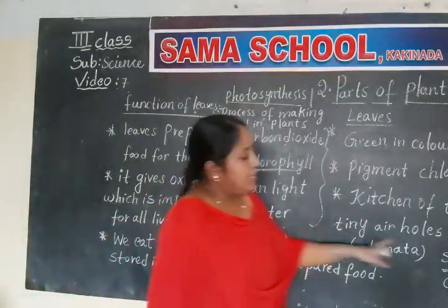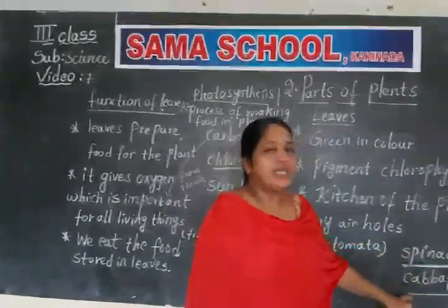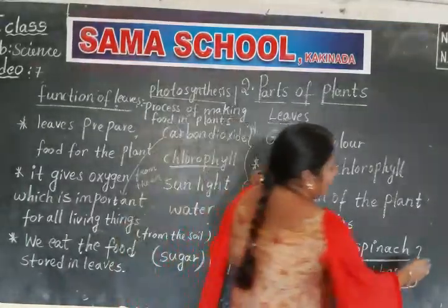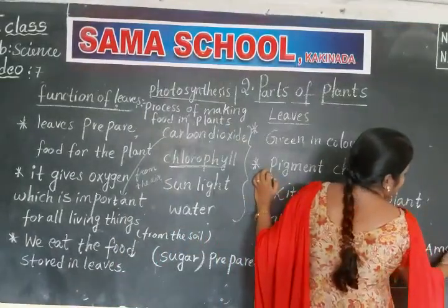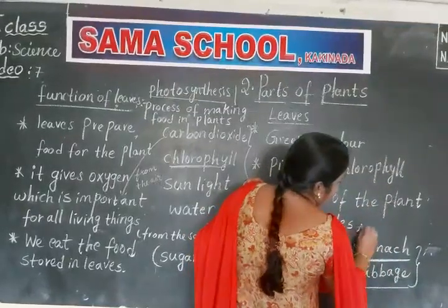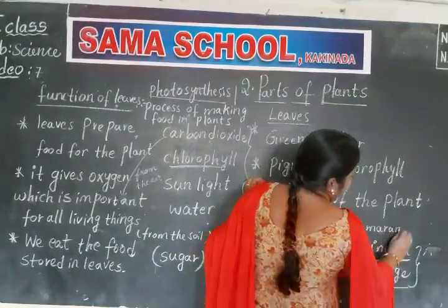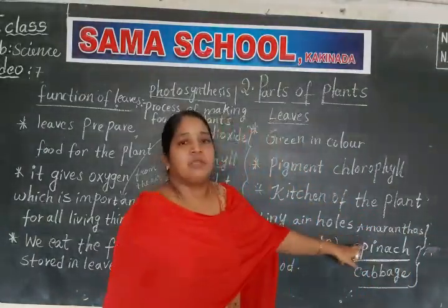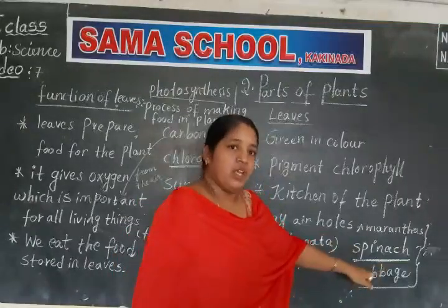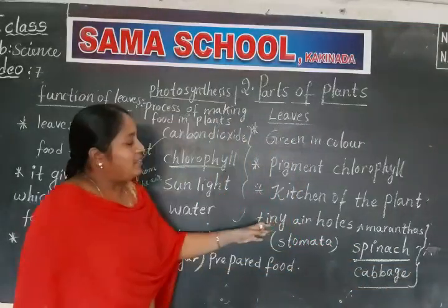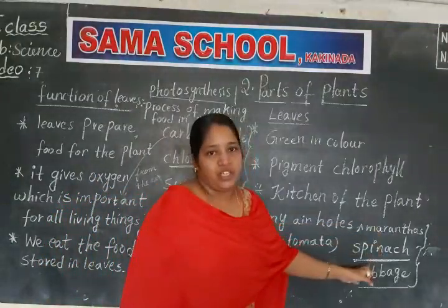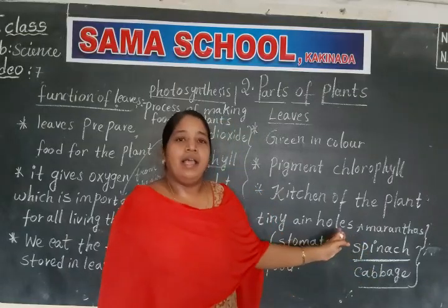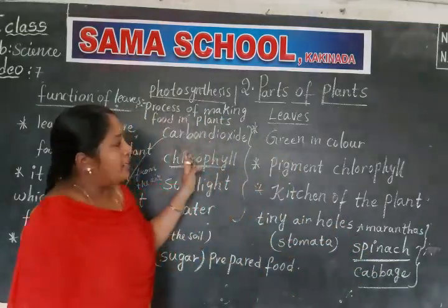Okay, what are the examples? Spinach and cabbage are a few examples of leafy vegetables. Clear, children? Next, amaranthus. Amaranthus is also one example of a leafy vegetable. In Telugu we say tottakura. Amaranthus, tottakura, spinach, palakura, cabbage, everyone knows. These are different examples of leafy vegetables, and these leafy vegetables are very good for our health. Clear, children? This is about the function of leaves.